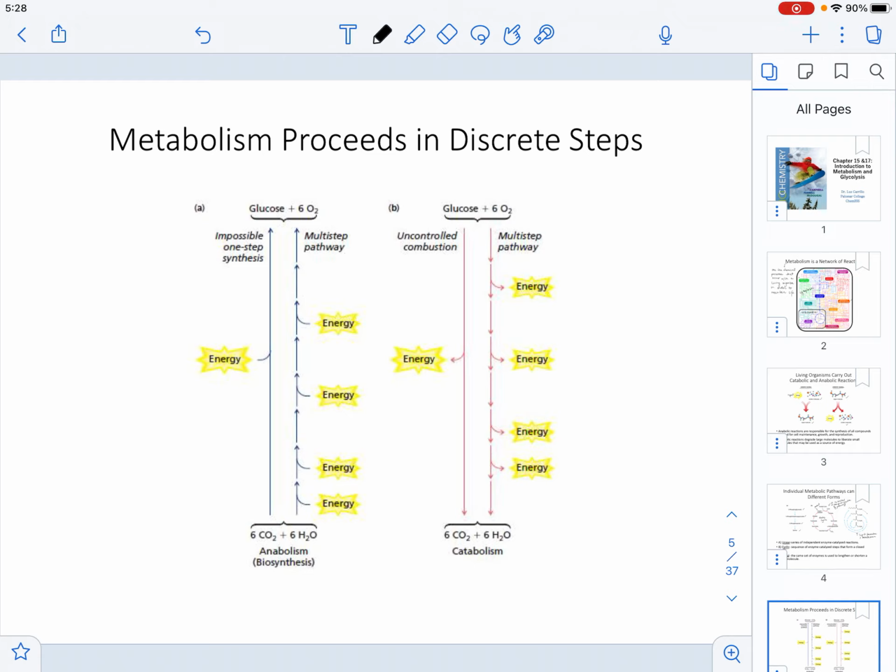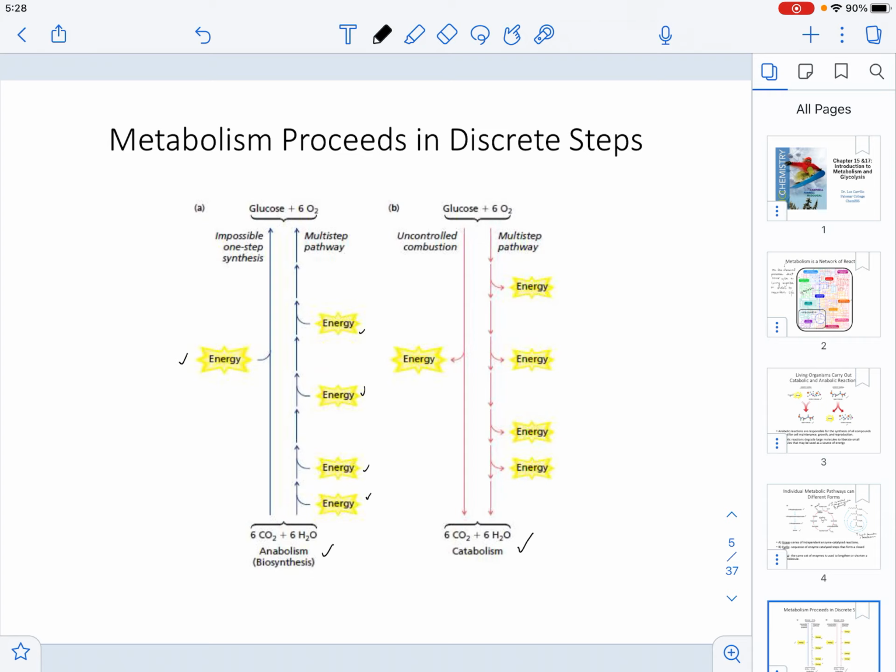Now, it is also important to note that metabolism is going to proceed in discrete steps. Here, we actually have two examples, either an anabolic pathway and a catabolic pathway. So, when it comes to this, we can see that in either of these two reactions, energy is actually going to be input little by little, instead of being all put in at once.